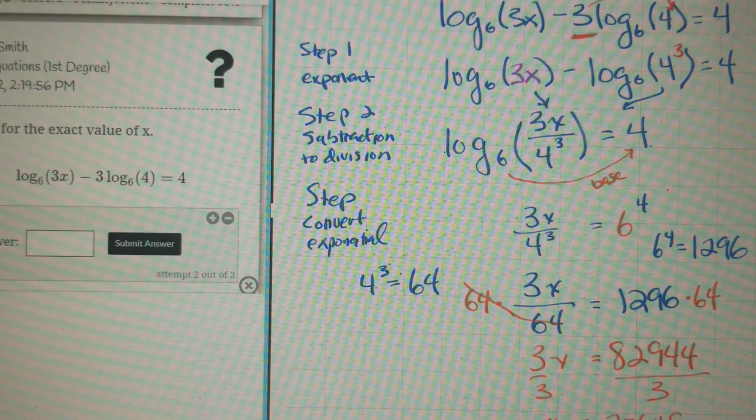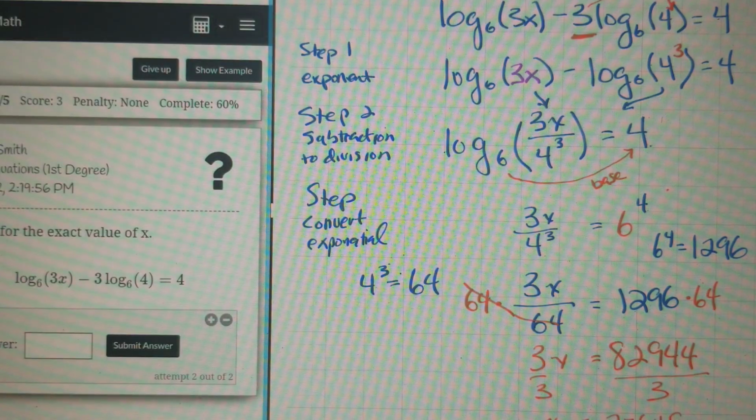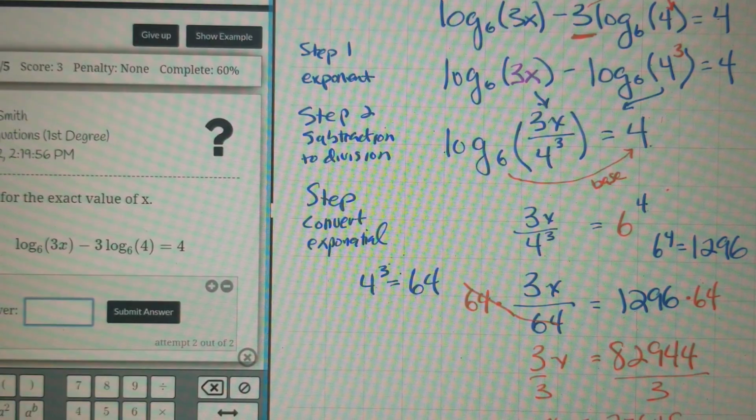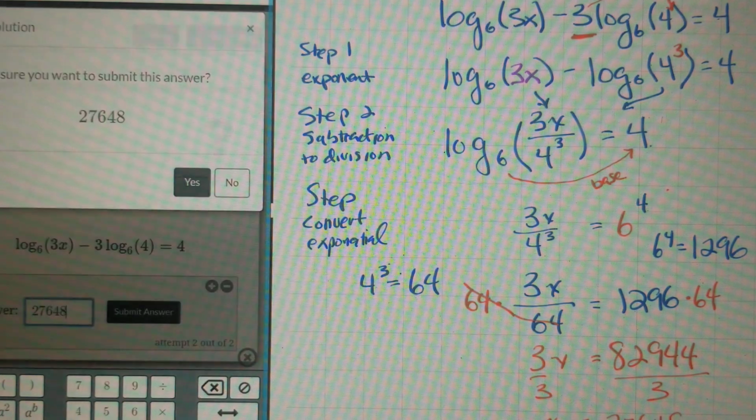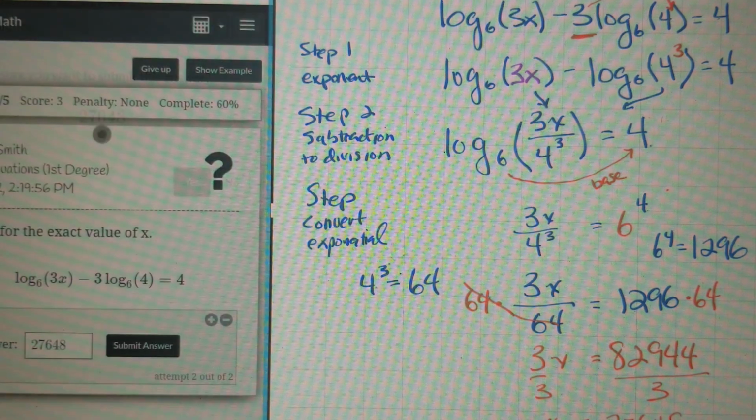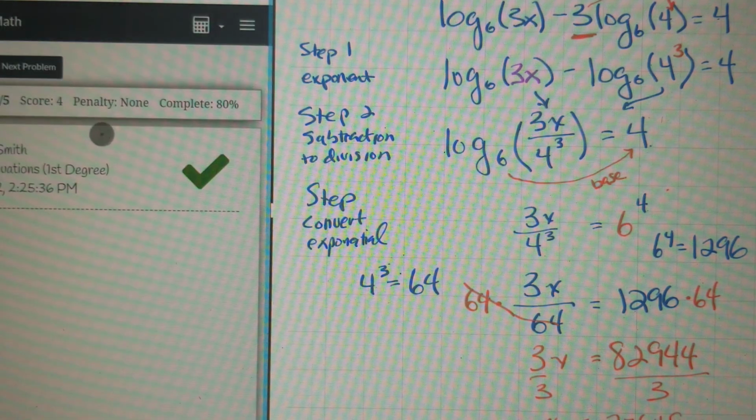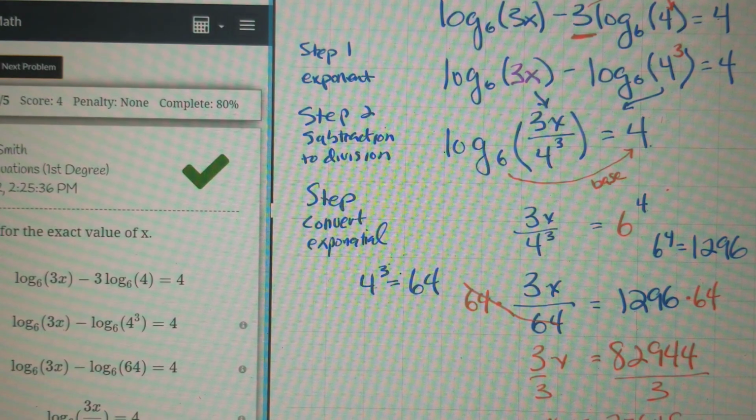Let's see, where am I? There we go. So what do we say? 27,648. Submit answer. Yes, that's what I think it is. And green check. So a lot of work, but we did get the right answer. The rest of the problems shouldn't be that difficult.